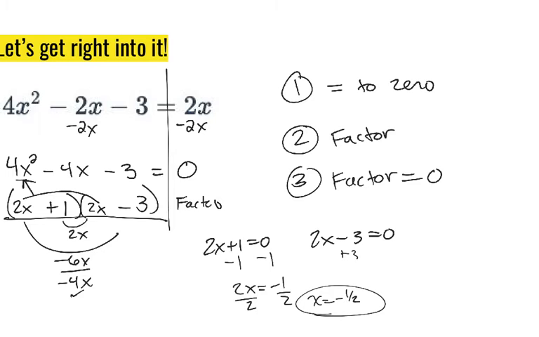The other one, I'm going to add 3 to both sides. So 2x equals 3, divide by 2. X equals 3/2. What's wrong? Yep. You got it?